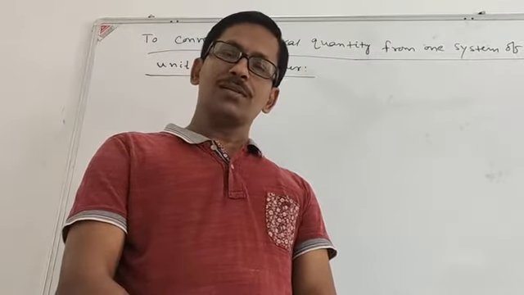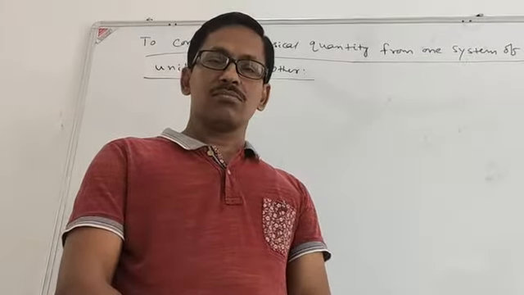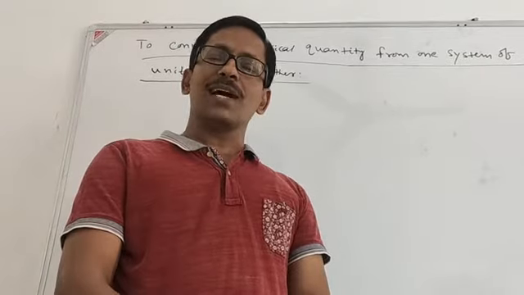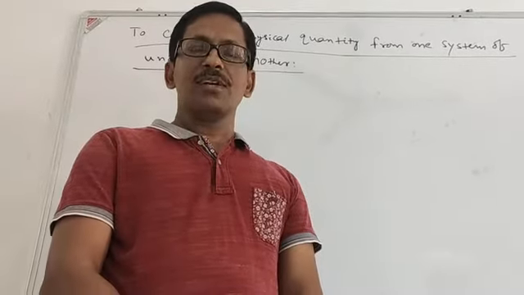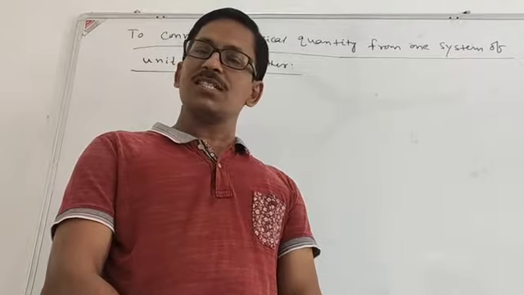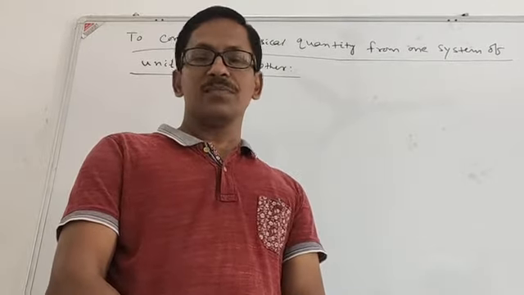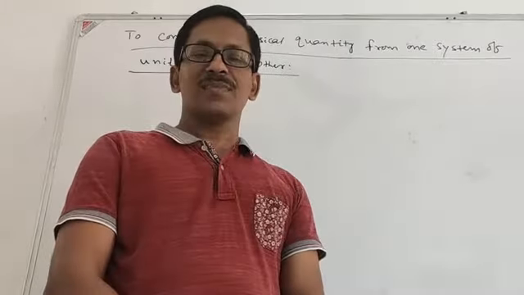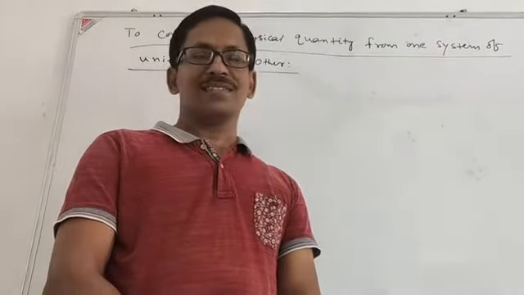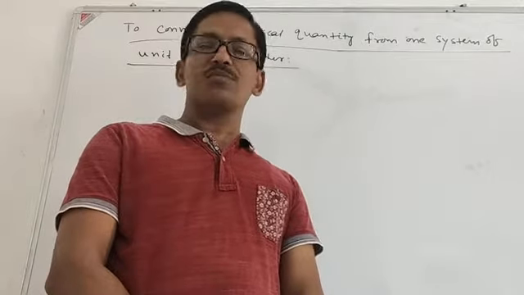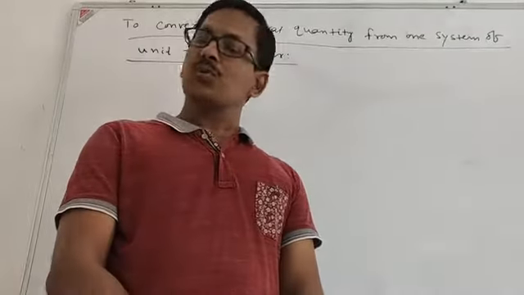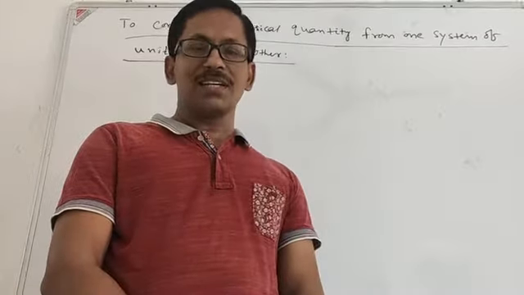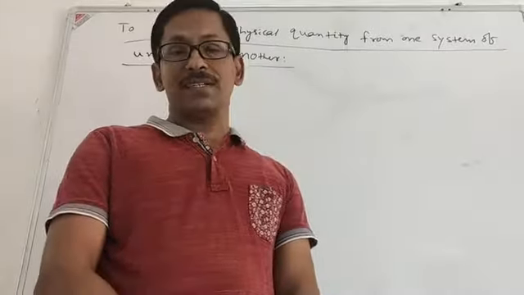For example, 1 meter. In the SI system, the length is 1 meter. What is the value in the CGS system? In the CGS system it will be 100 centimeter. 1 meter and 100 centimeter are both the same. They are not different. The magnitude remains the same. As the size of the unit is different, the numerical value is different.